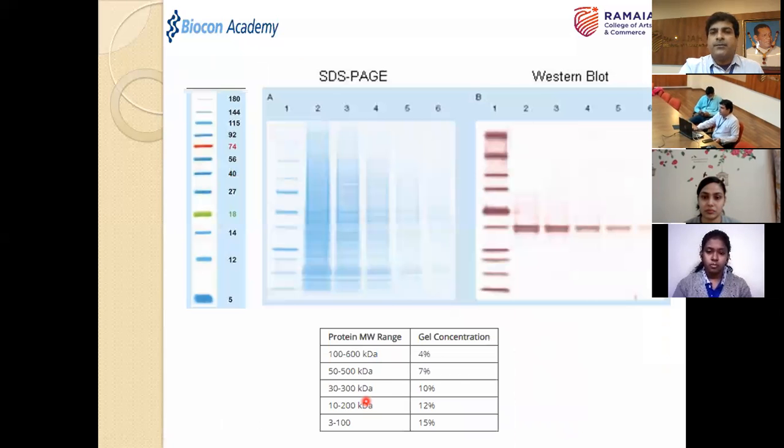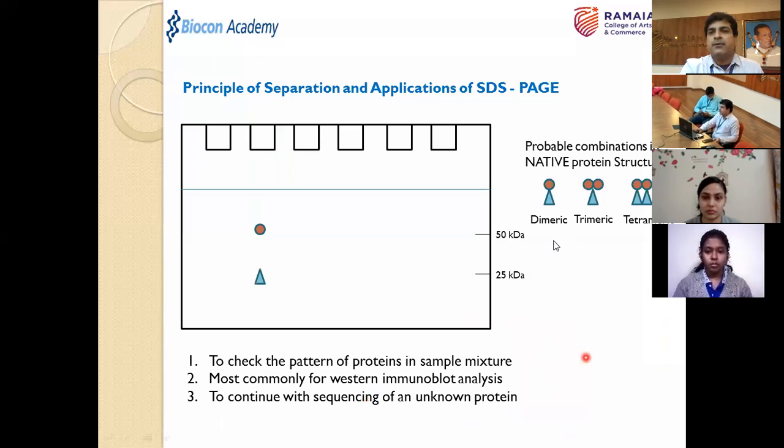So that's how your quaternary structure has become a monomeric structure, correct? That is what your primary structure is. Now, whatever it is in this depiction, after separation you will only observe two bands. Correct? Here there are two spheres and a triangle. Two spheres, you have to imagine they are of the same size.